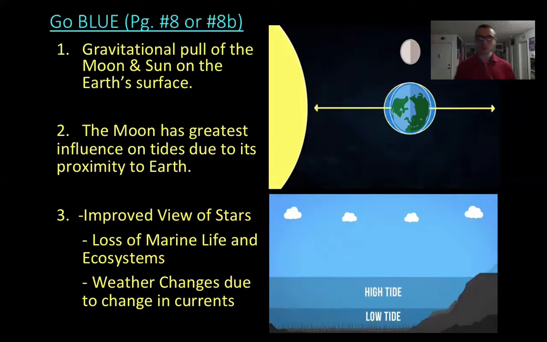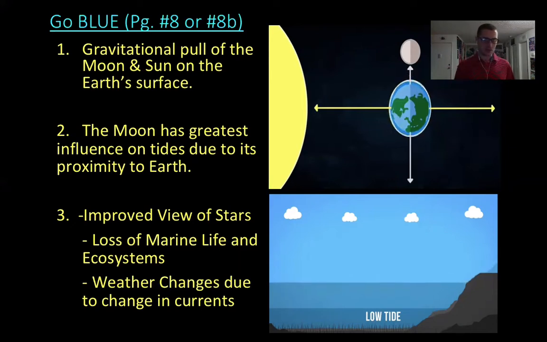And then lastly, if we remove the moon, what would happen? From yesterday's video, we'd have an improved view of the stars. It'd be nothing but stars in the sky without the moon's glare, which does kind of prevent us from seeing the stars, so an improved stargazing view. And then secondly, loss of marine life and ecosystems. Those tides are flowing a lot of different food sources, moving a lot of creatures, moving a lot of nutrients all around. Without those tides, there's less movement, which means loss of marine life and ecosystems.